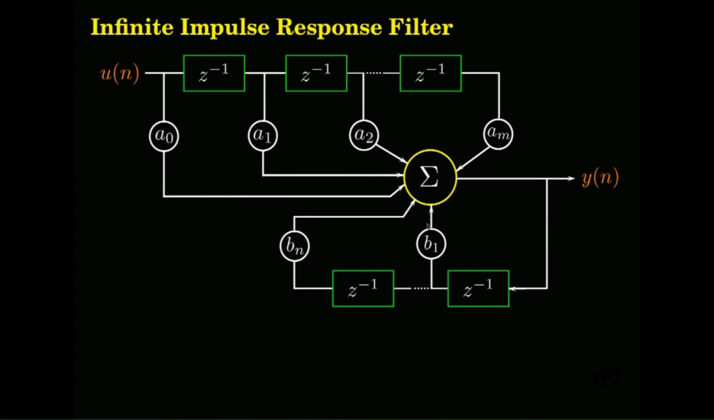Output of the first delay, give it here through a B1 scaling, and so on. Output of the nth delay element, give it through scaling factor Bn. I have used A naught here, I have not used B naught here, right? Is it okay? Or should I use B naught also?